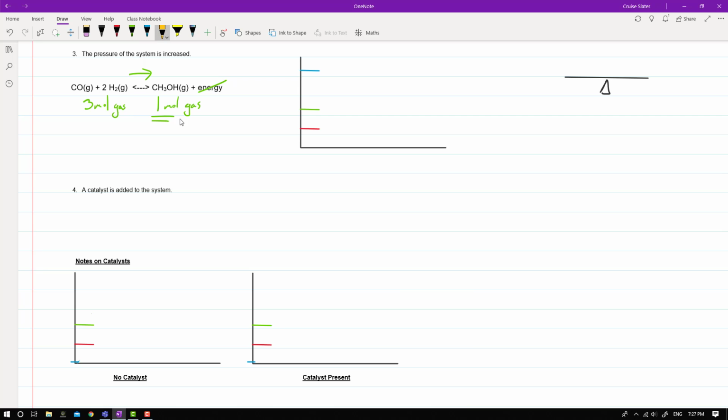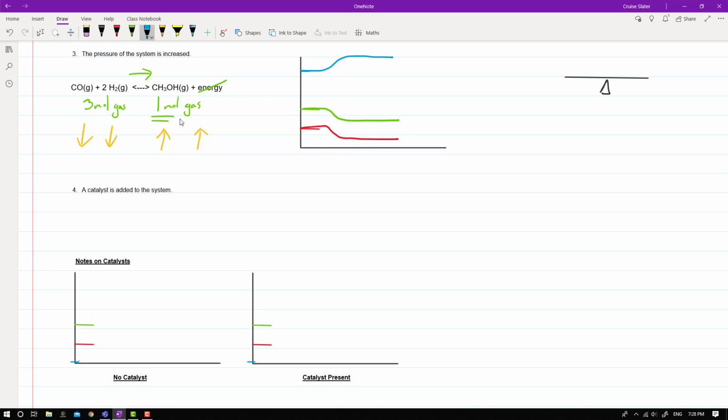What that's going to do is create more methanol, create more energy. It's going to decrease hydrogen and decrease carbon monoxide. And we're going to see the same shifts. We're going to see our methanol go from equilibrium, stressed, and up. We're going to see our carbon monoxide stressed and start being consumed and going down. And the same thing with hydrogen gas. From equilibrium, we see our stress, we see it going down and then reaching a new equilibrium.